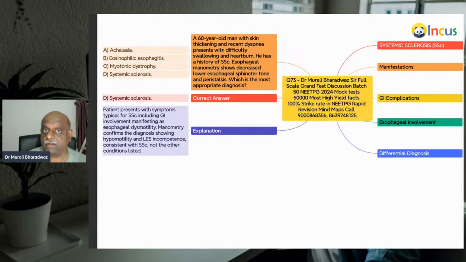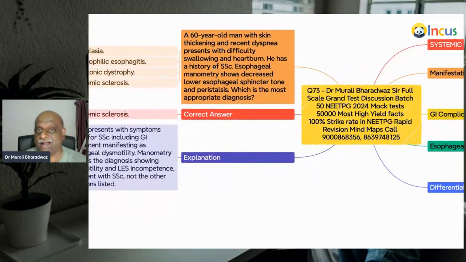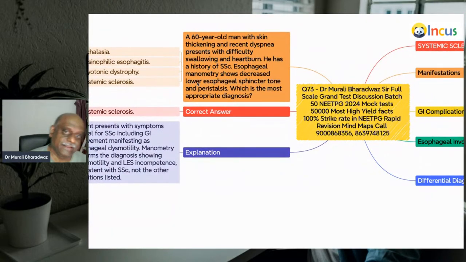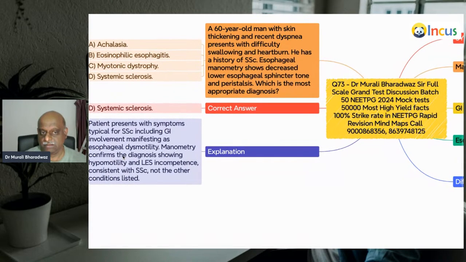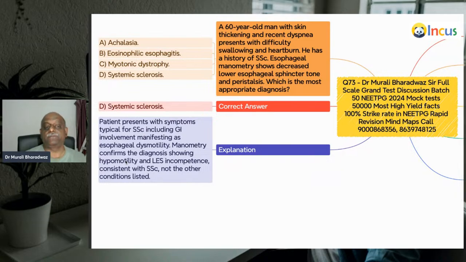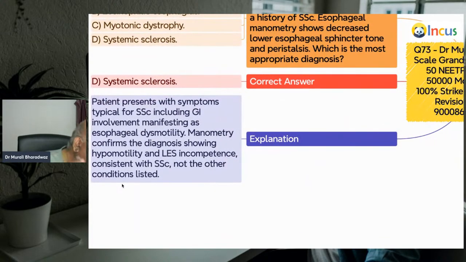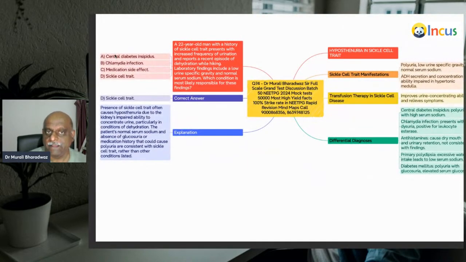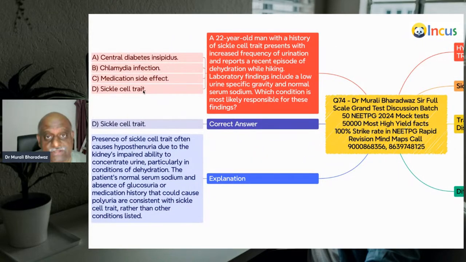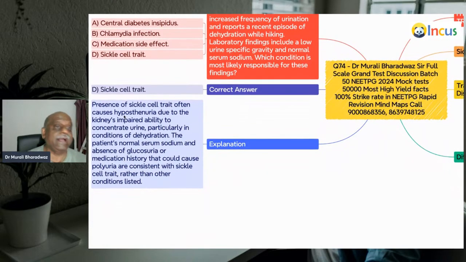Now, a 6-year-old with skin thickening, recent dyspnea, heartburn, has systemic sclerosis classically. So manometry confirms the diagnosis, where the lower esophageal sphincter incompetence and hypomotility can all be identified. A 22-year-old with a history of sickle cell trait now has difficulty to concentrate the urine, hyposthenuria.